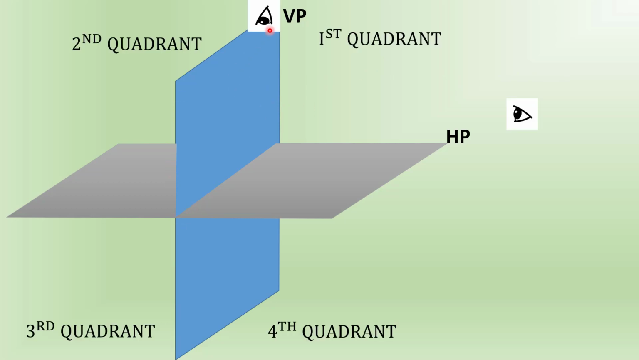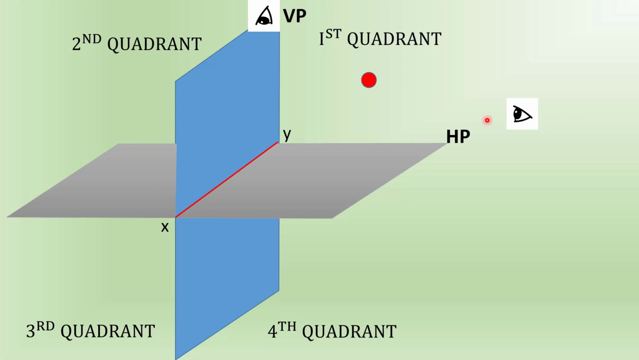Now, the intersection of the vertical plane as well as the horizontal plane, that is the red line shown here, denotes the reference line xy. Now let us consider an object or a point lying in the first quadrant. How will you locate the position of that point?